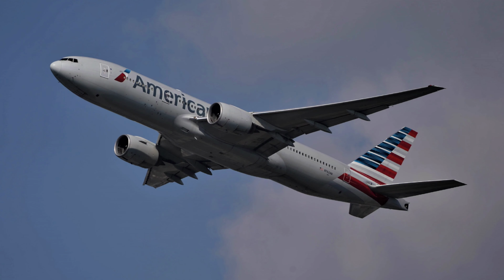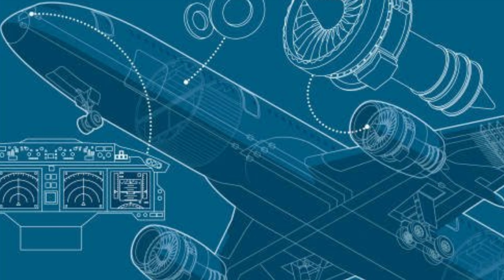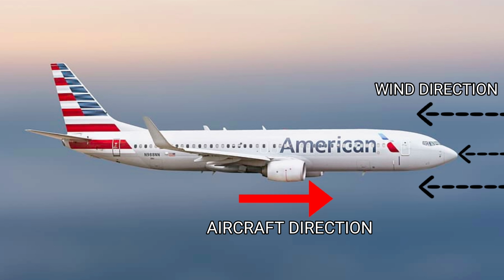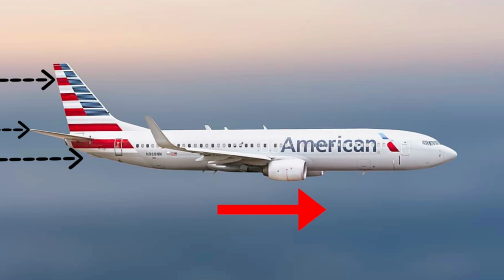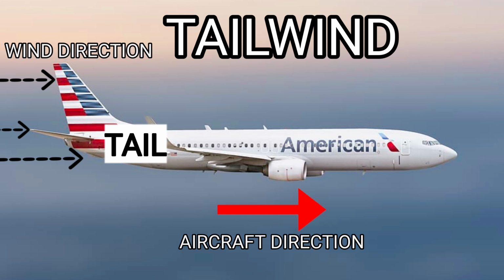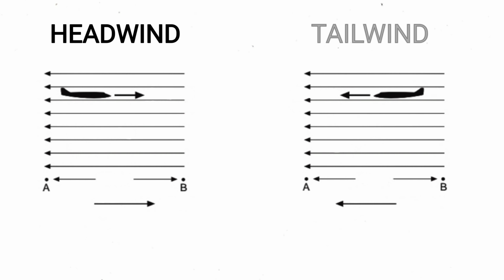So we will learn two more things, that is headwind and tailwind. It is simple. Whenever the wind moves opposite to the direction of the aircraft such that the air hits the head of the aircraft, it is called a headwind. And when the wind moves in the same direction such that the air hits the tail of the aircraft, it is called a tailwind. So let's have a look at these two diagrams, one being in the headwind condition and the other being in the tailwind condition.